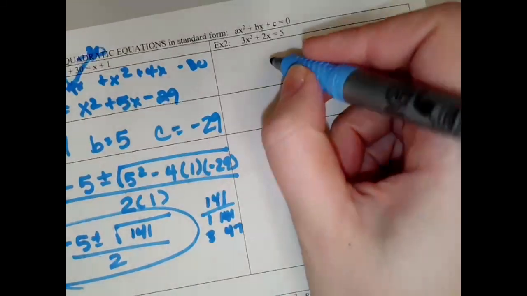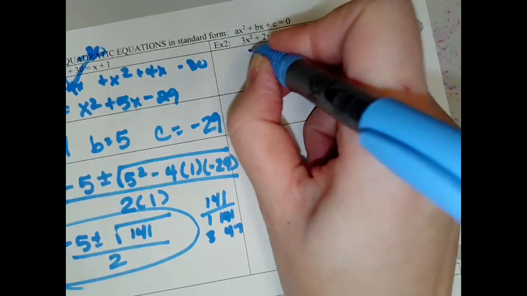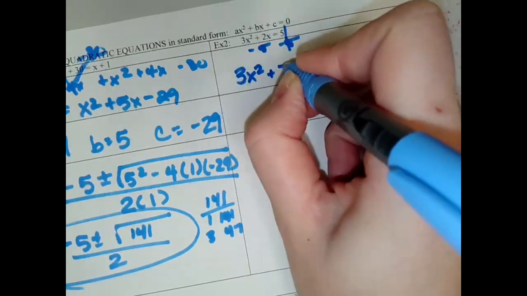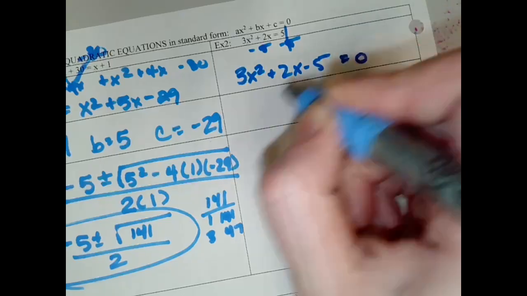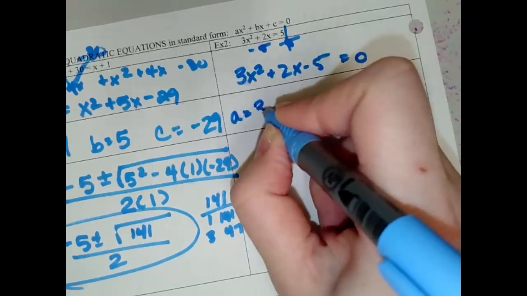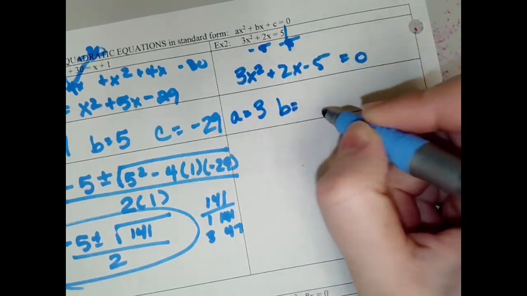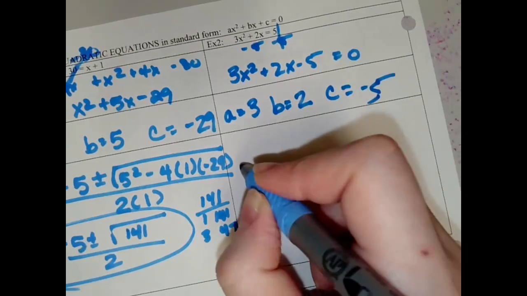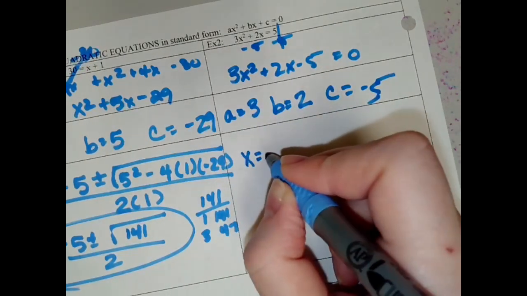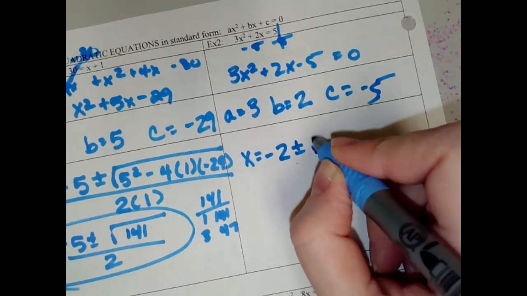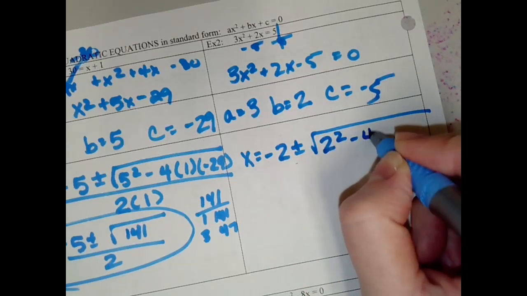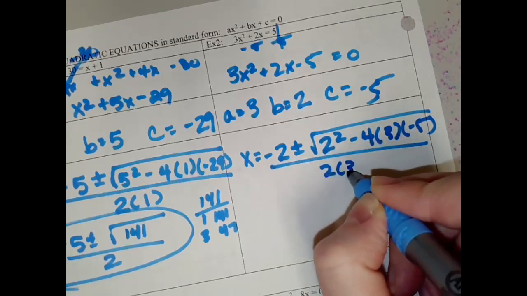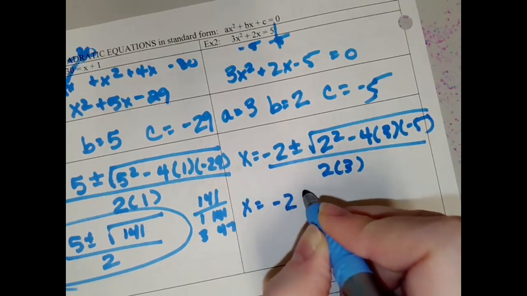Let's do another one. First, I need to get this set equal to 0, so let's go ahead and subtract 5 from each side to get 3x squared plus 2x minus 5 equals 0. So A, the number in front of x squared, is 3. B, the number in front of x to the first power, is 2. C, your constant. Plug it in. X equals negative b plus or minus square root b squared minus 4 times a times c all over 2 times a. And then we're going to simplify this.